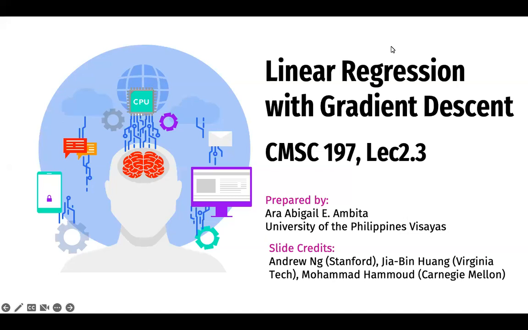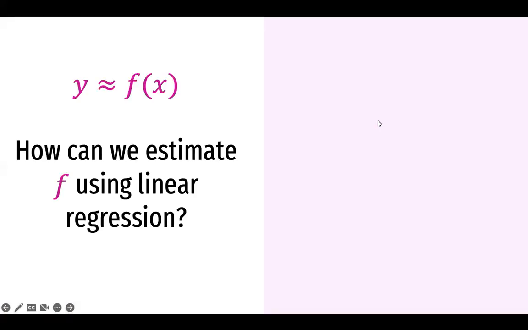So I'm going to have a brief discussion about what linear regression is and how we can use gradient descent to optimize the results. Let's have a brief recall. How can we estimate a certain model f using linear regression? We have a function f of x, wherein we use this function to estimate the value of y, or response y, given the input x.